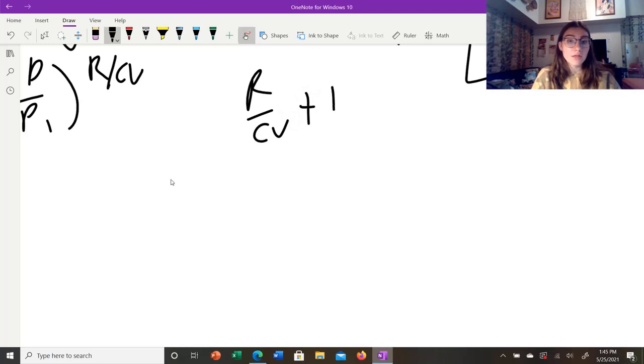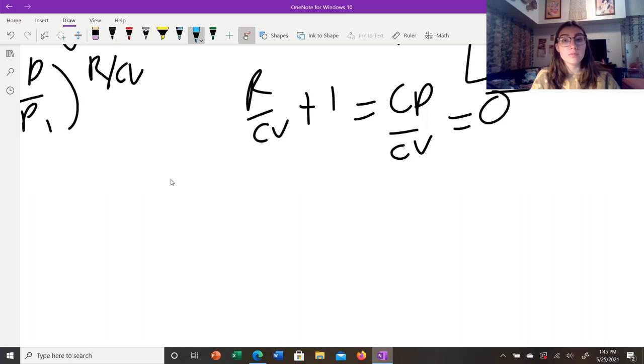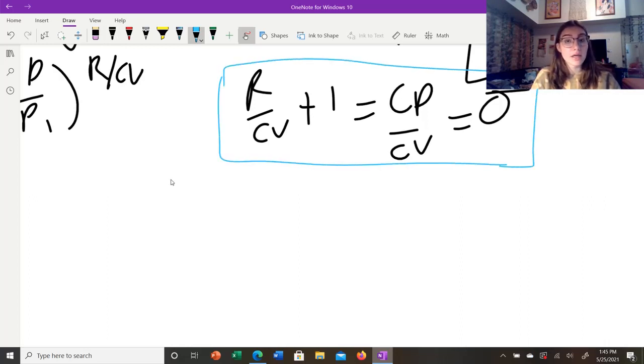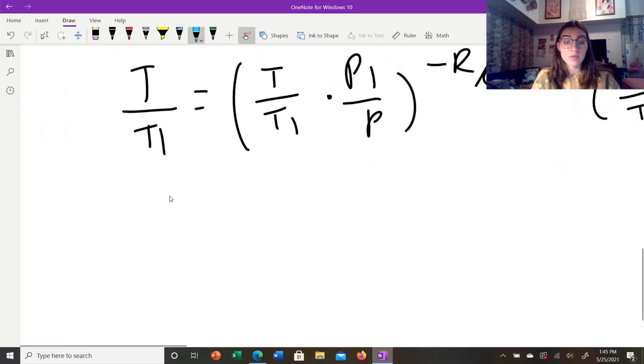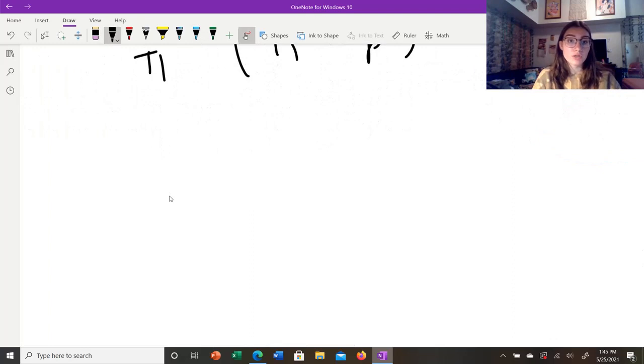So we're going to write another equation now to make this a little bit easier for us. So it's R over CV plus 1 equals CP over CV, and we're going to call this gamma. From now on, when we're talking about this, which will mostly be in the exponents, we're going to call it gamma, so we don't have to write so much and we don't get lost. Gamma will keep us a little more organized. So I'm going to sub that in here.